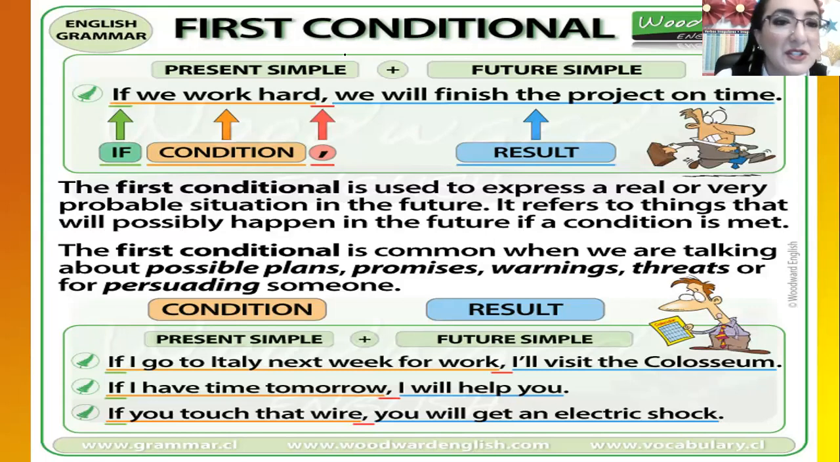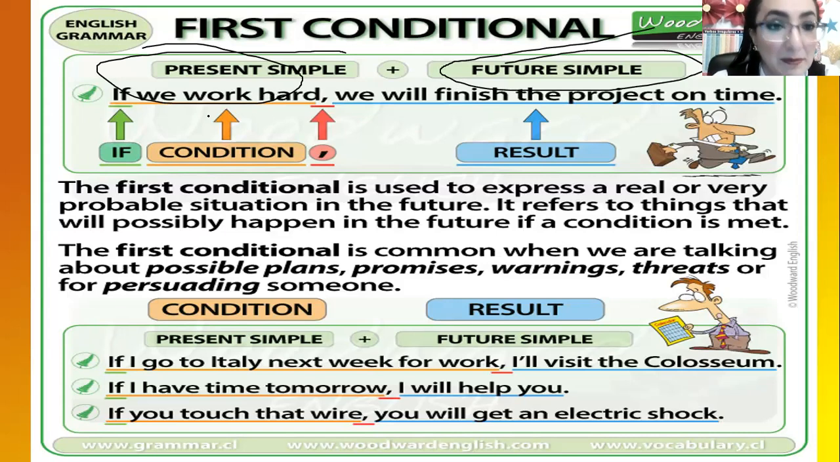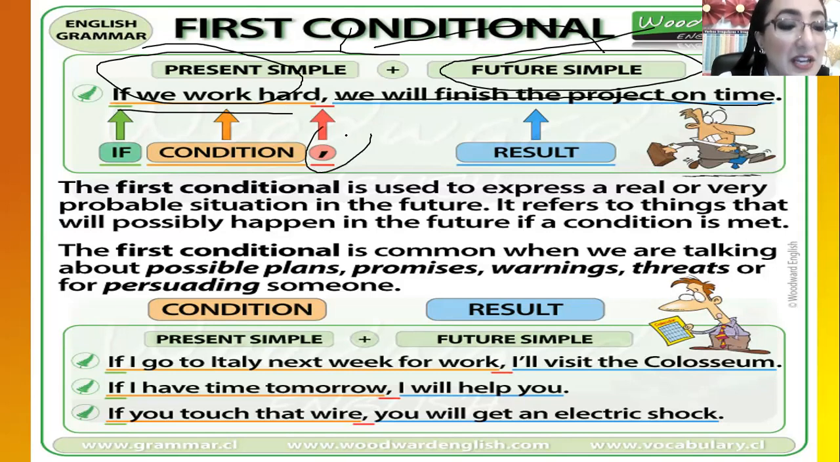So remember, first conditional: my present simple and my result in future simple. If we work hard, we will finish the project on time. We can be mixing, we can be changing places. We will finish the project on time if we work hard. That could be great also. It's okay, remember your condition and never forget your comma if you are giving first the condition and then the result, okay? That is how we are going to be using this.